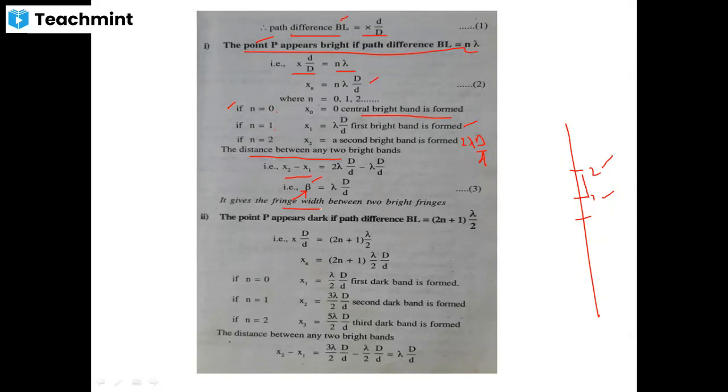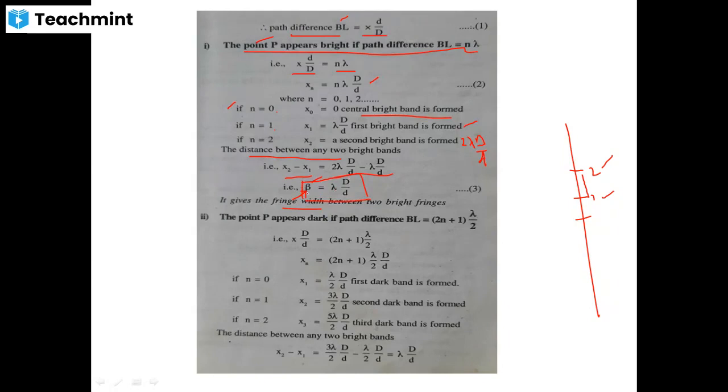So we denote the fringe width as beta, which is the distance between two consecutive bright or dark fringes. So this beta is now equal to what? If we simplify this, what do we get? Lambda into capital D by small d. So finally, we got the expression for fringe width for a bright band: beta equals lambda into capital D by small d.